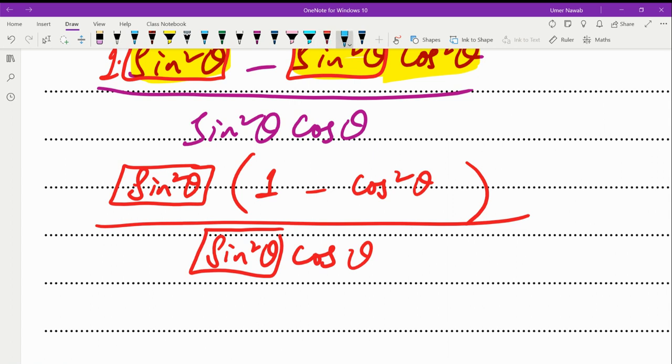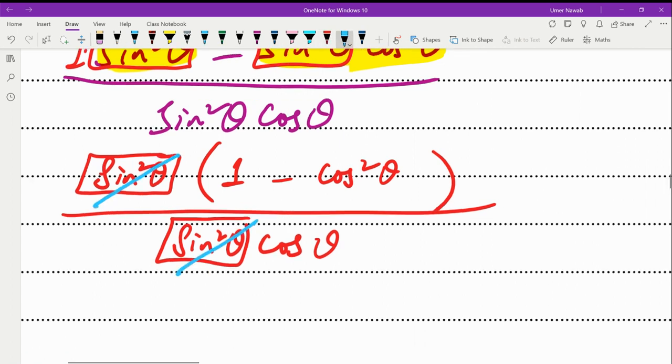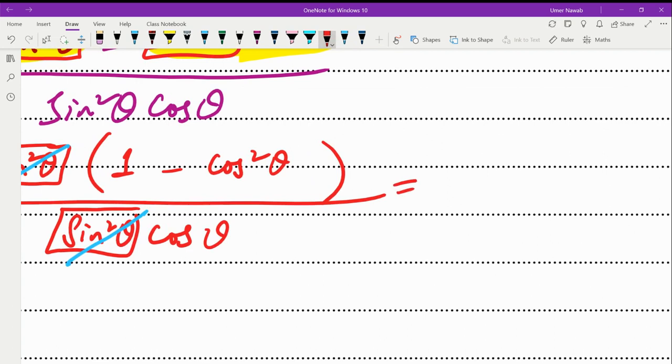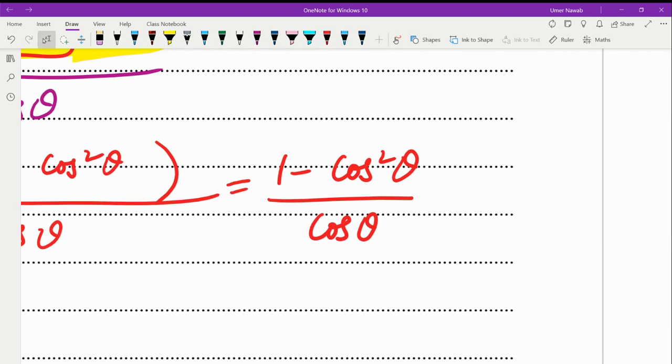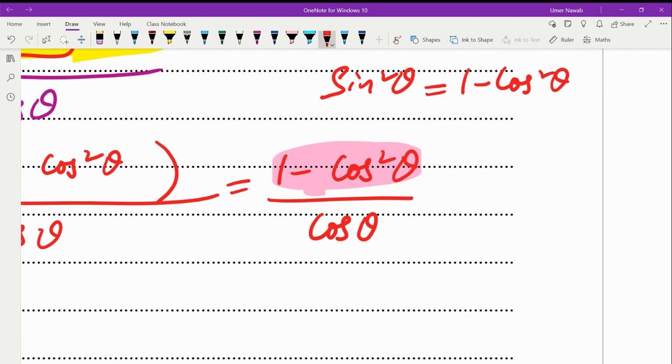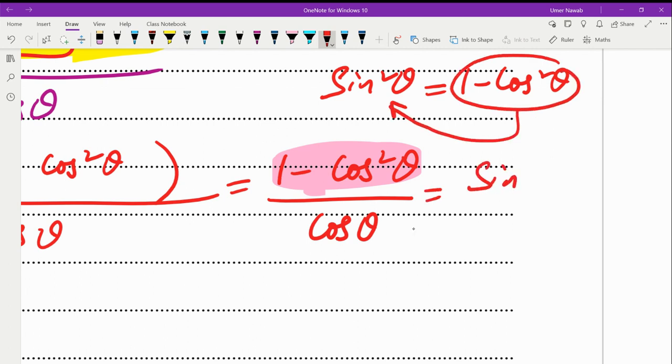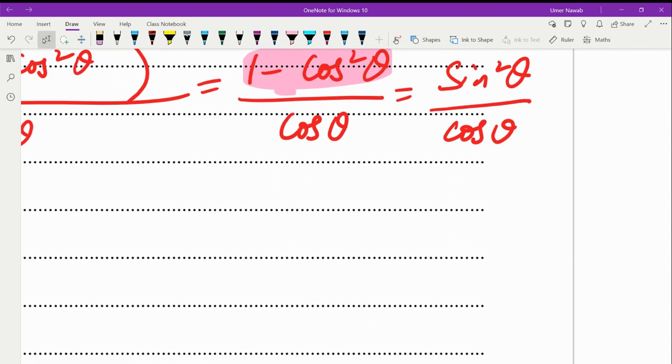Am I allowed to cancel? Algebra allows me to cancel sine squared theta with the sine squared theta. What is left to me? 1 minus cosine squared theta over cosine of theta. You remember, guys, this 1 minus cosine square theta, by using Pythagorean, I did this in the first part when I replaced sine square theta with 1 minus cosine square theta. Now the time has come to replace 1 minus cosine square as sine squared theta over cosine of theta. Once you write this thing, you will feel that now I'm done.